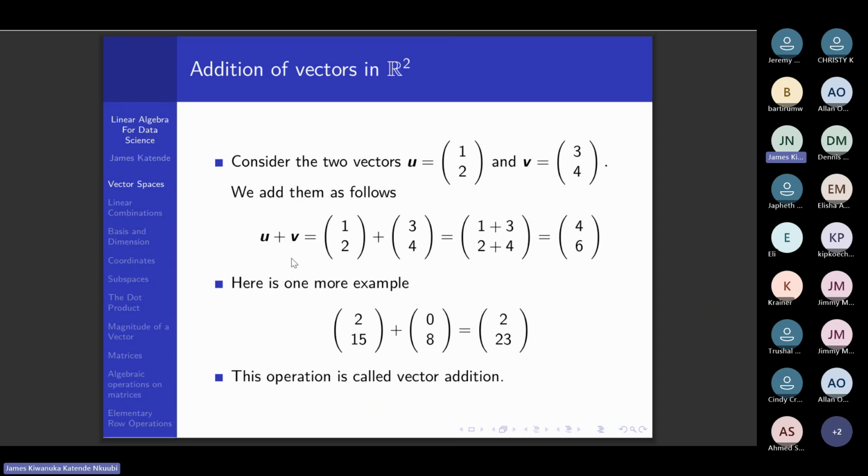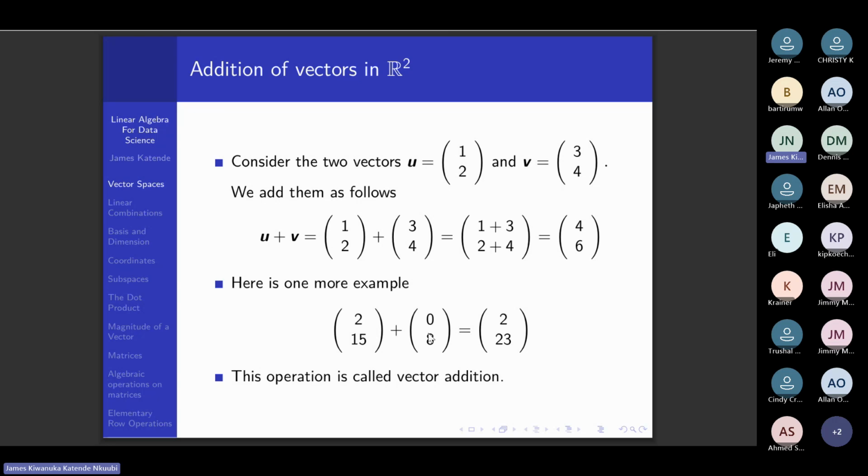So you can pick 2 of the vectors in R2 and add them. Remember, we are writing them as column vectors. If the first vector is 1, 2, and the second vector is 3, 4, you can add them. How you add them is simply add the components that are in the same position. So this 1 is in the first position, 3 is in the first position, you add them up and you get 4. You add 2 to 4 and you get 6. So you can add 2 vectors in R2 like that.